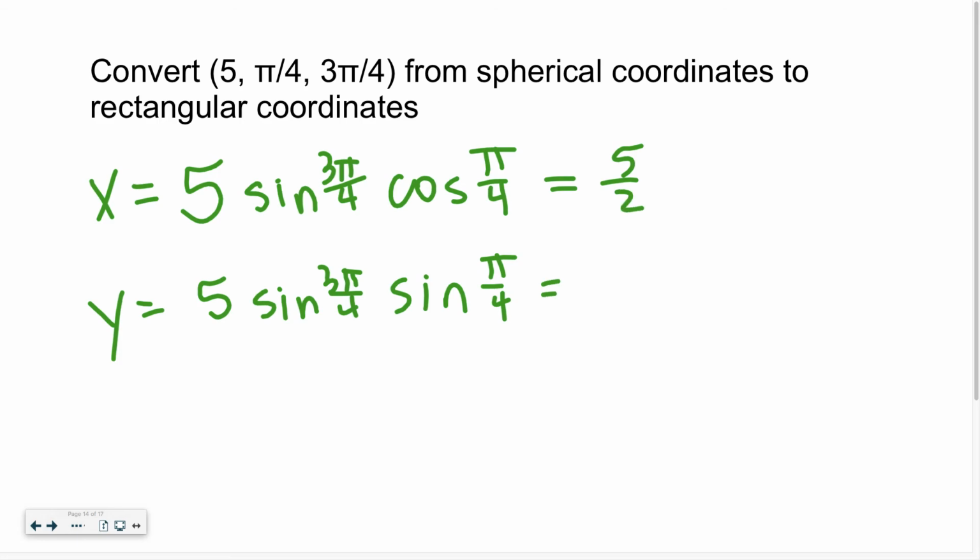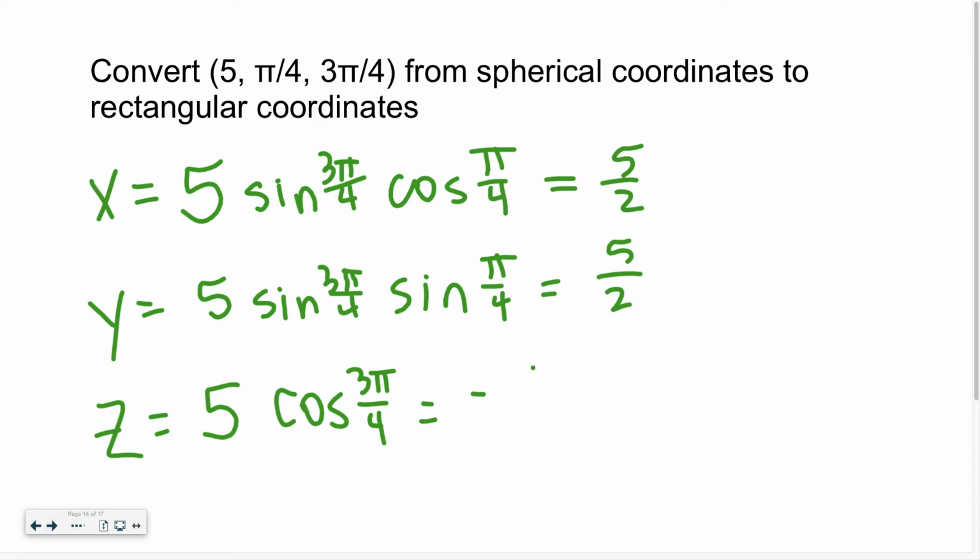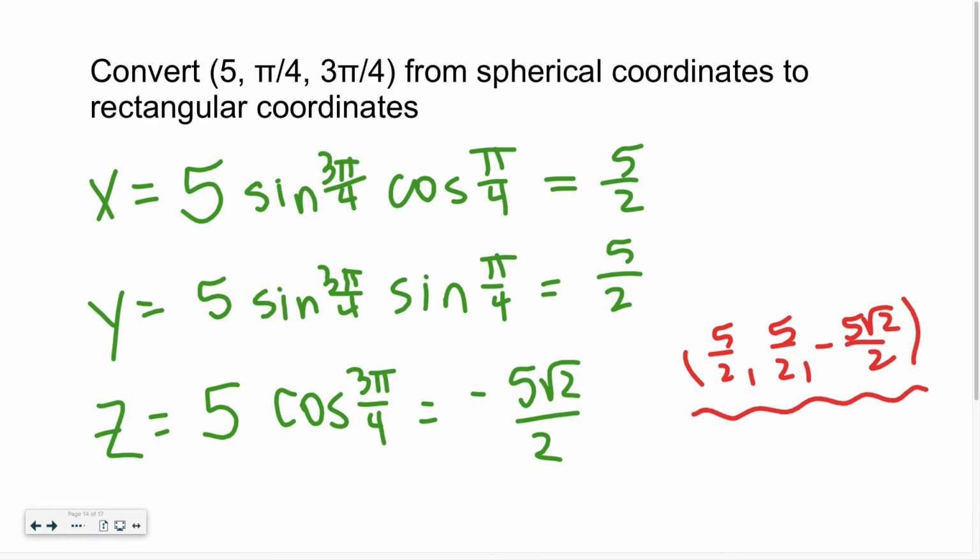And y would have to equal also 5 halves. Yep, that's not very exciting. And then z is not z. It is rho times the cosine of phi. So we have negative 5 radical 2 over 2 for that one. So our spherical coordinate is 5 halves, 5 halves, negative 5 radical 2 over 2. It's so satisfying until you get to Z. So far, so good?